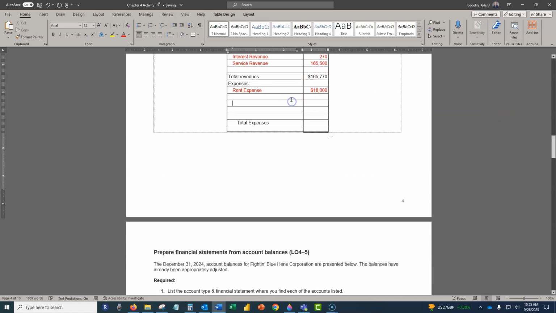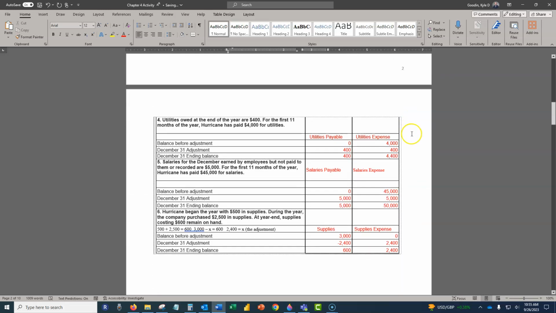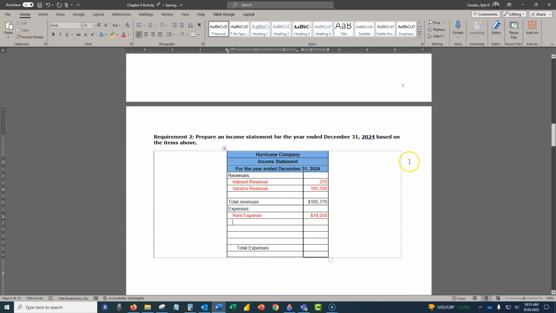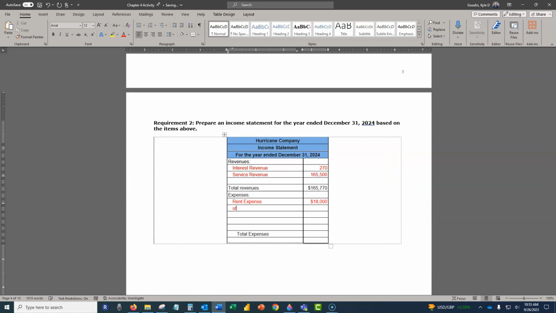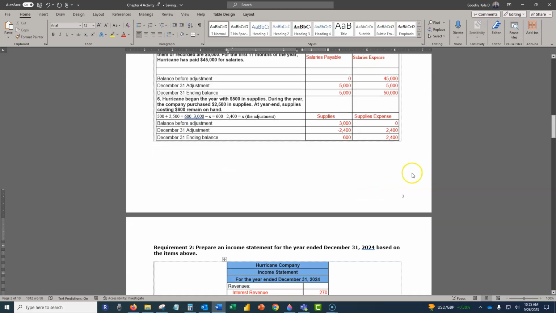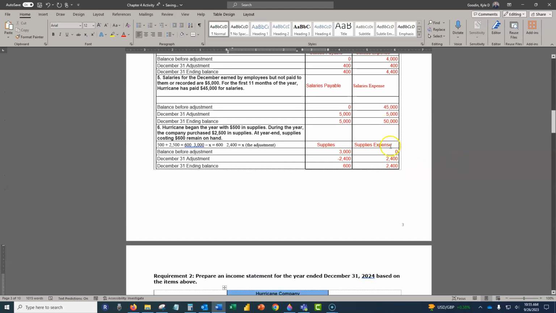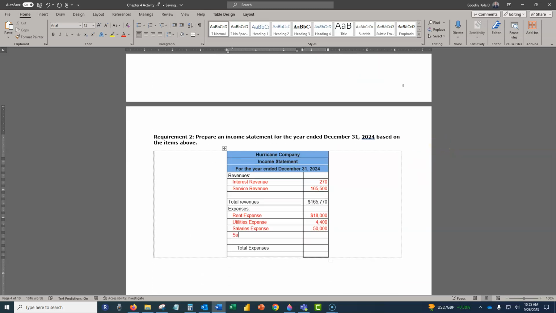Okay. And then the next expense that we have is going to be our utilities expense for $4,400. Okay. Our third one is going to be salaries expense for $50,000. And then finally, we've got supplies expense for $2,400.